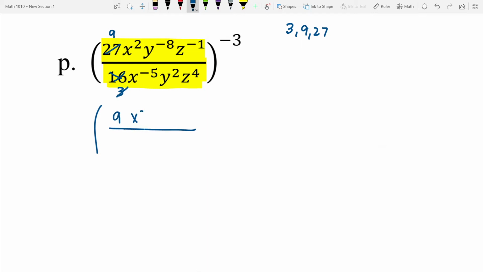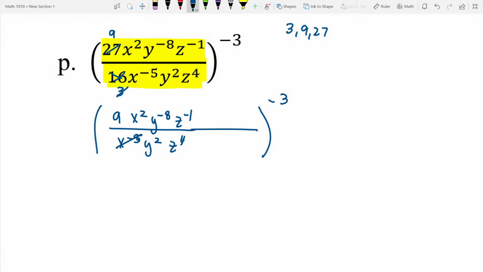Let's just write it the way you see it. X to the second, y to the -8, z to the -1st. Just write it the way it is. But don't close that parenthesis yet, because now I've got to move some things. Don't forget that you've got a -3 sitting out there as well. Okay, so all I've done is reduce.